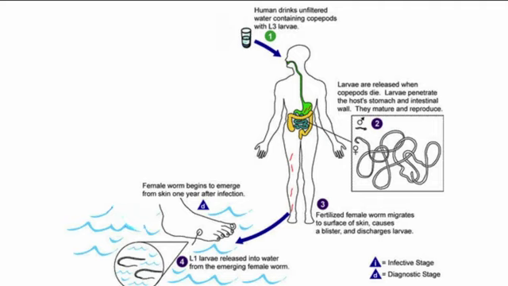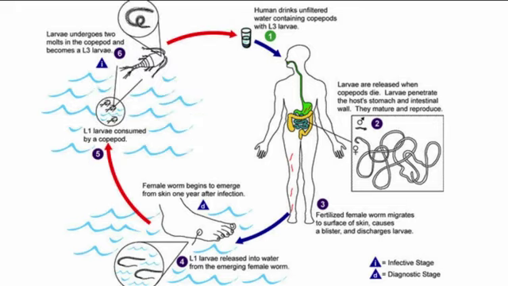So this blister is due to the fact that the female releases a toxin, which forms the blister. And this blister will eventually burst out, and that's the time that the female will discharge its L1 larvae. So the L1 larvae will be released in the water from the emerging female worm, and this usually occurs about 1 year after the infection.